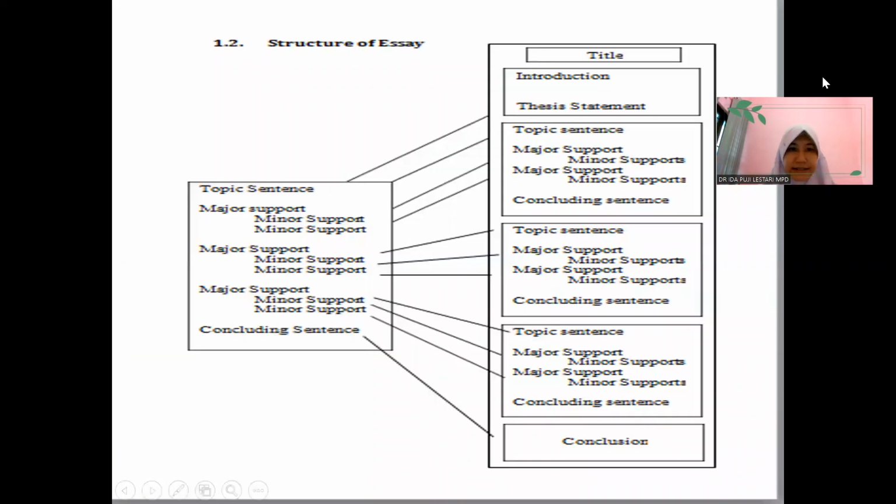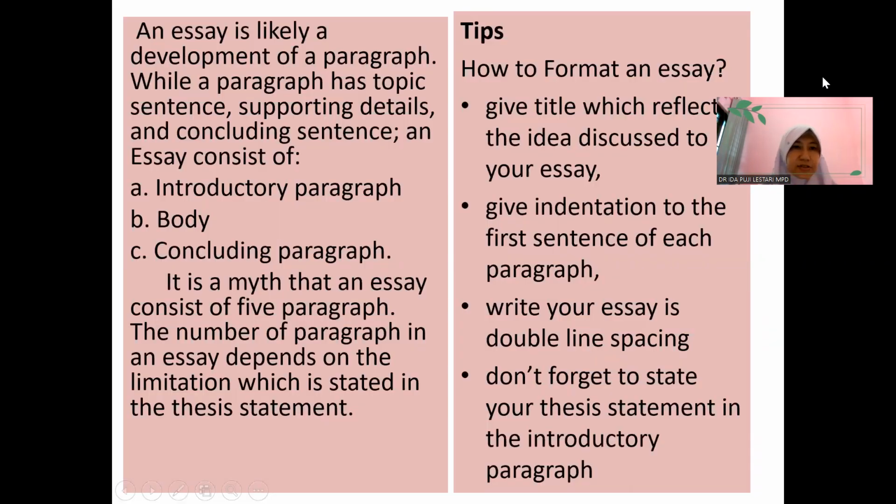An essay is actually the development of a paragraph, while a paragraph has a topic sentence, supporting details, and a concluding sentence. So an essay consists of an introductory paragraph, body, and concluding paragraphs. It is a myth that an essay consists of 5 paragraphs. The number of paragraphs in an essay actually depends on the limitation stated in the thesis statement.